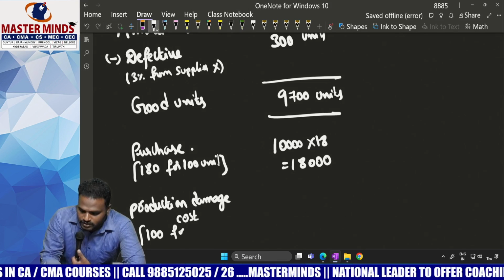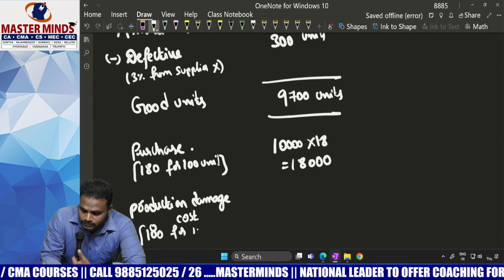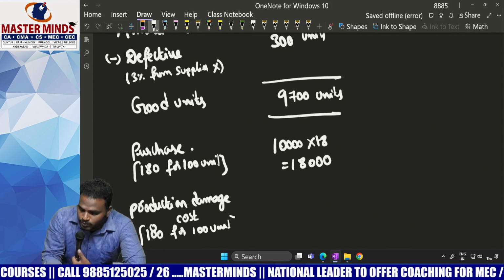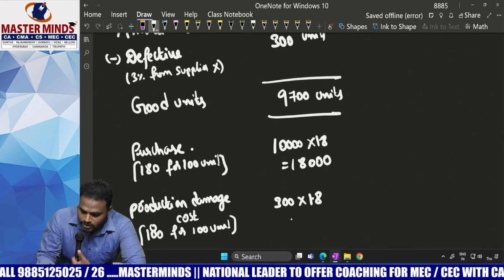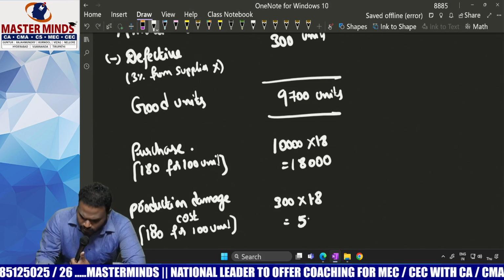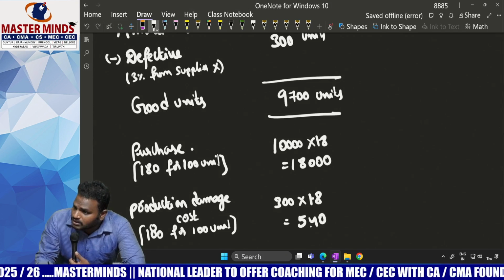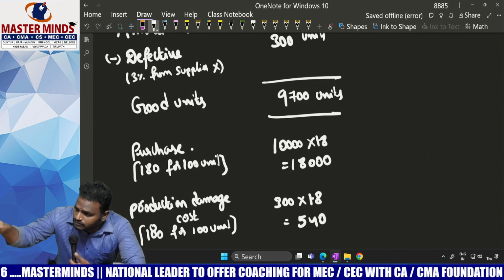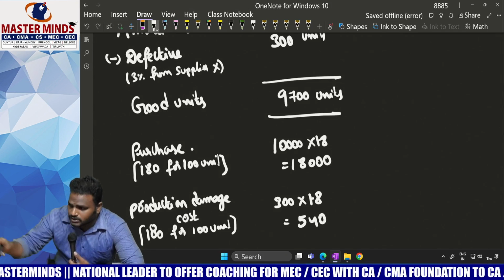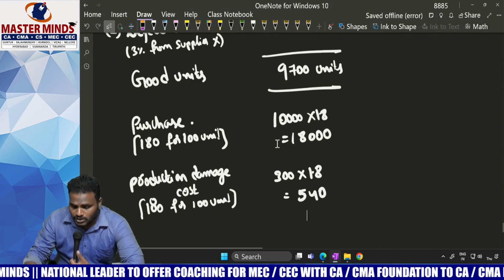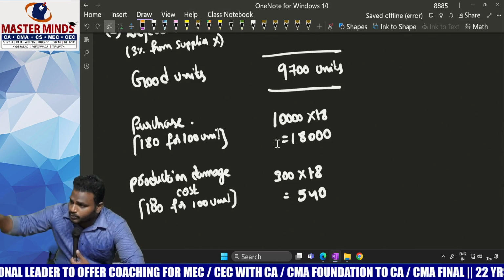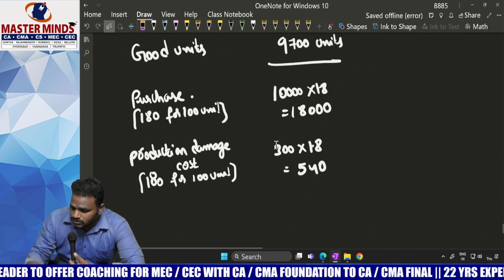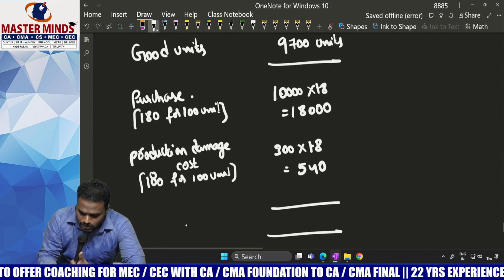₹180 for 100 units. How much is 300 into 1.8? 540. This is my production damage because of these defective units. In order to avoid this, that's why we implement the inspection process. Yes or no? Now, what is the total cost?